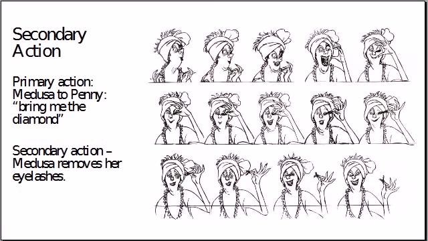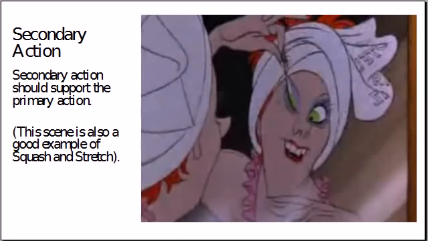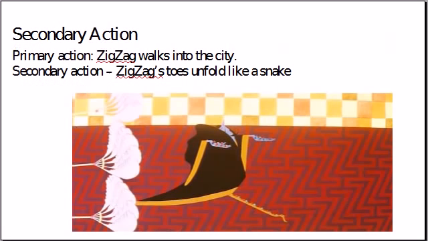Secondary action. Here's another principle, and this is really when you've got something going on which is secondary to the main action. Here, the main action of the shot is Medusa talking to the little girl, and the secondary action is her removing her eyelashes. So secondary action is usually something ancillary to the main action that's going on. This is a wonderful scene. If you can find it on YouTube, you should definitely look it up. And you've actually also got some very nice squash and stretch going on in Medusa's eyelashes here.